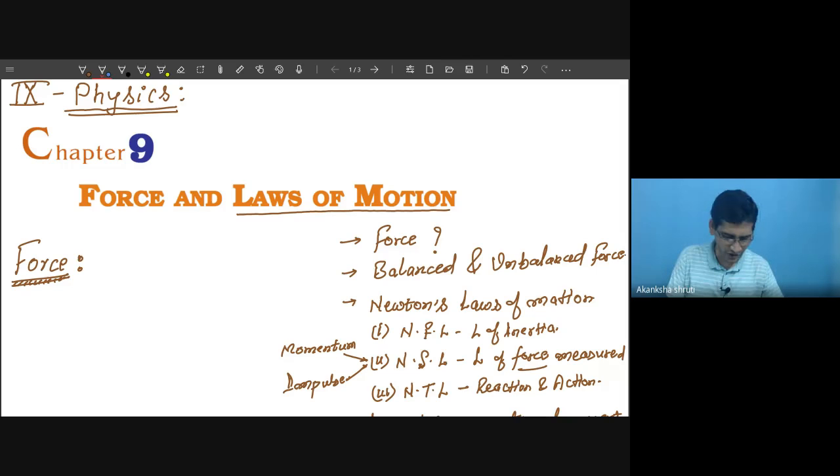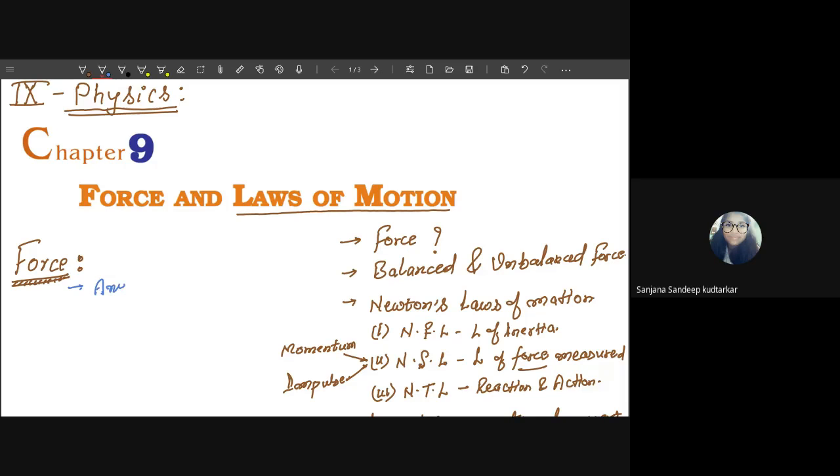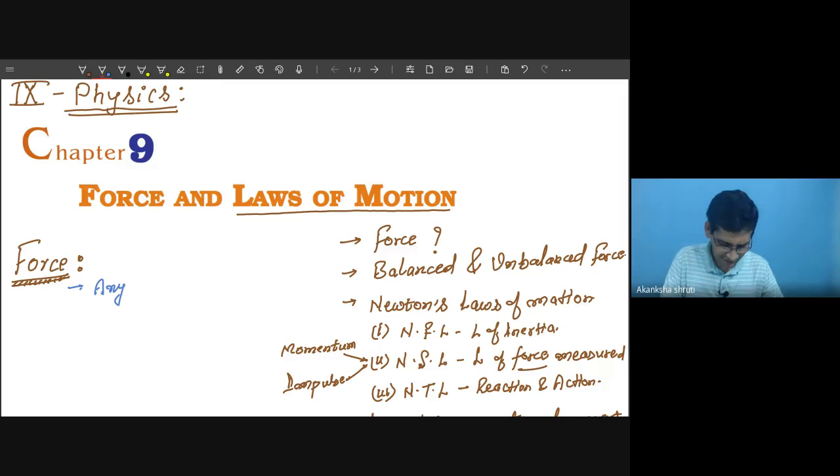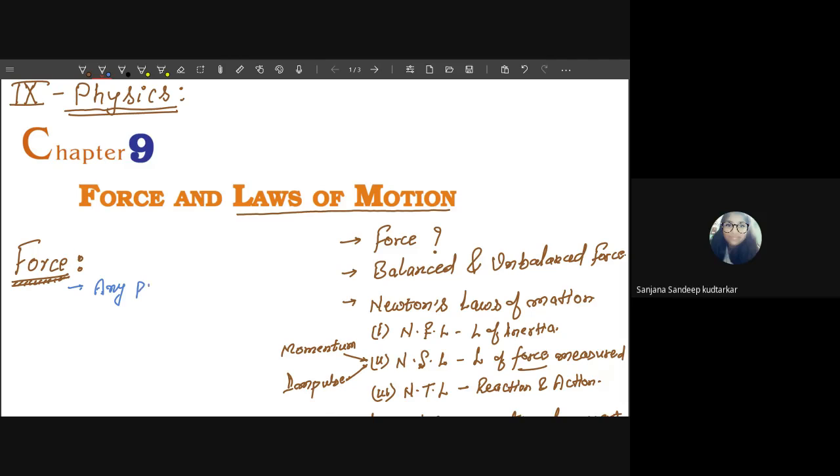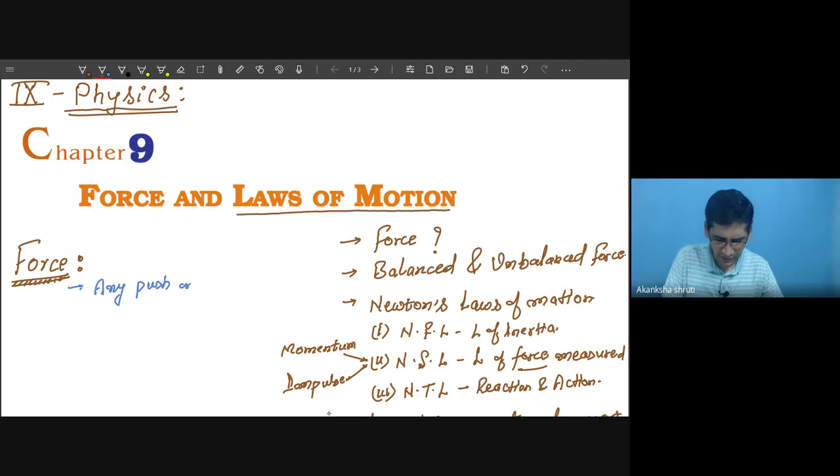Regarding force, in your earlier standard you might have heard or learned that any push or pull of an object is force. Please listen to me today rather than interrupting. I know that you have learned or you know this, but please listen, I have to revise everything. Any push or pull, okay?